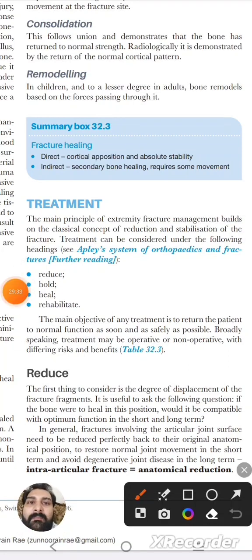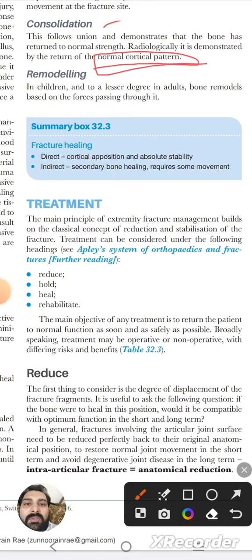What is consolidation? When the normal cortical pattern appears, we say the bone has consolidated. And with the forces passing through it, the bone remodels with age. It is called remodeling.